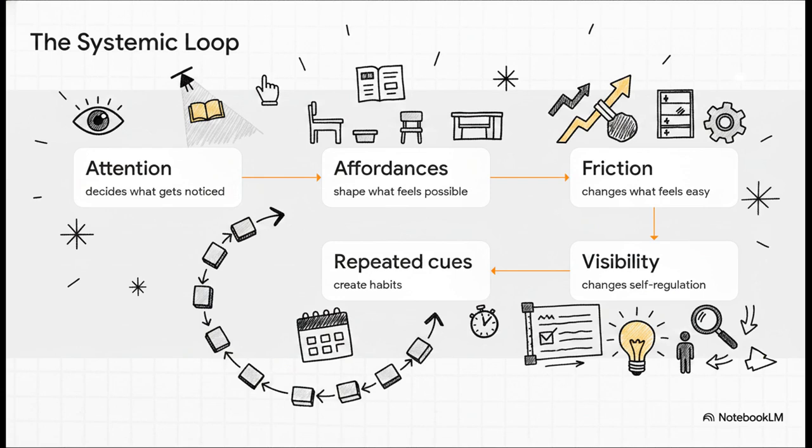Step 1, attention decides what gets noticed in the room. Step 2, the physical affordances shape what feels possible to do. Step 3, friction changes what actions actually feel easy or hard. Step 4, visibility and legibility change how students self-regulate. And finally, Step 5, when these cues are repeated day after day, they create deep, lasting habits. These elements are constantly working together to either wonderfully stabilize focus or quietly undermine it.